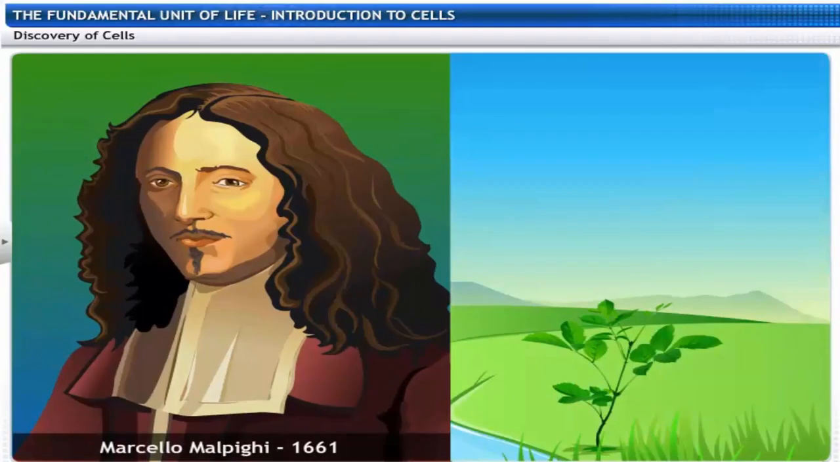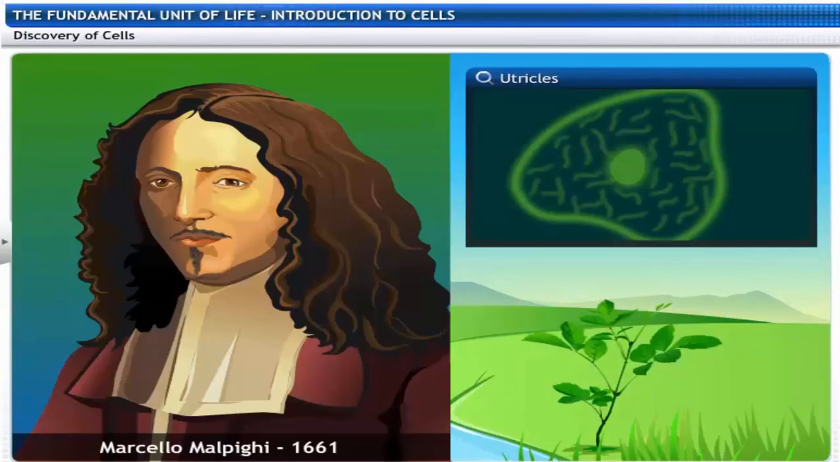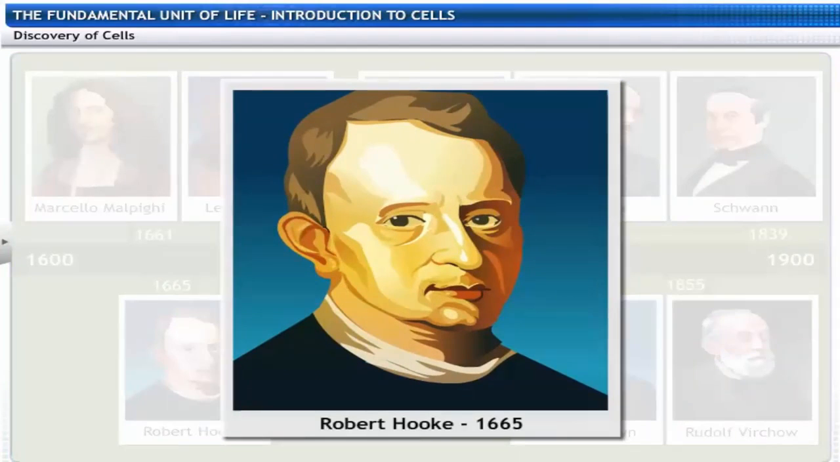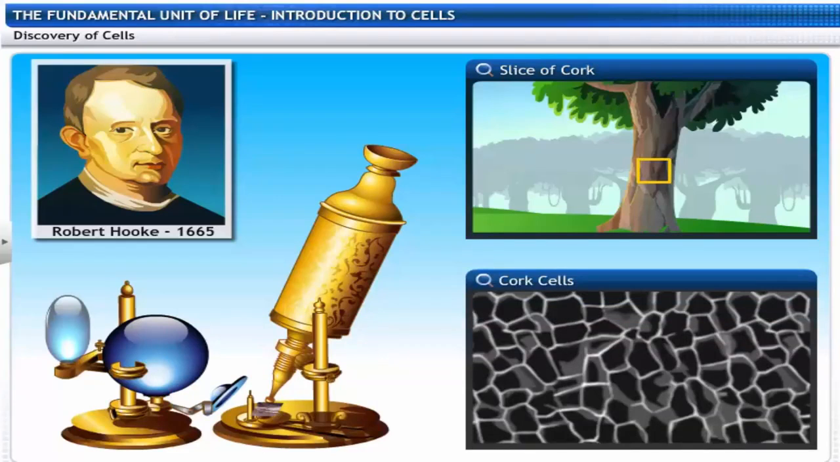Marcello Malpighi, a microscopist, proposed that plants are made of tiny structural units called utricles. In 1665, Robert Hooke, an English scientist, looked at a thin slice of cork through a compound microscope. He observed many tiny, hollow, room-like structures that resembled a honeycomb and called them cells. Hooke actually saw only the outer cell walls because cork cells are not alive.